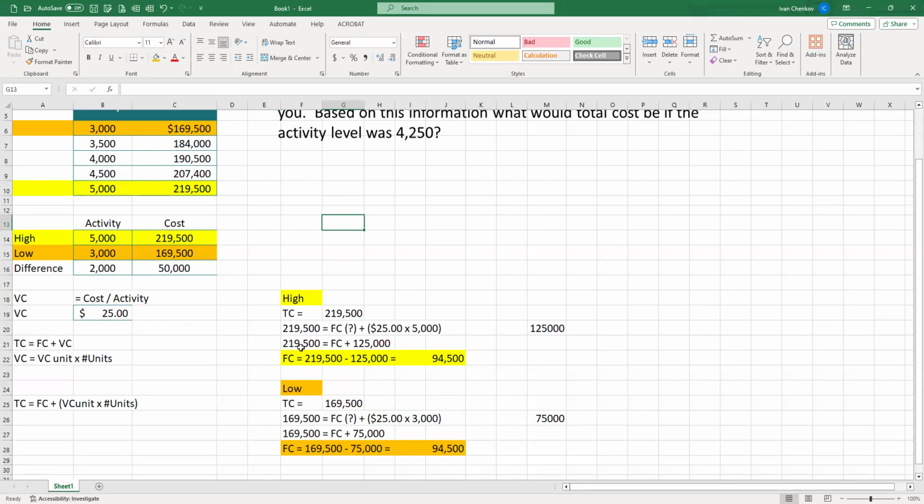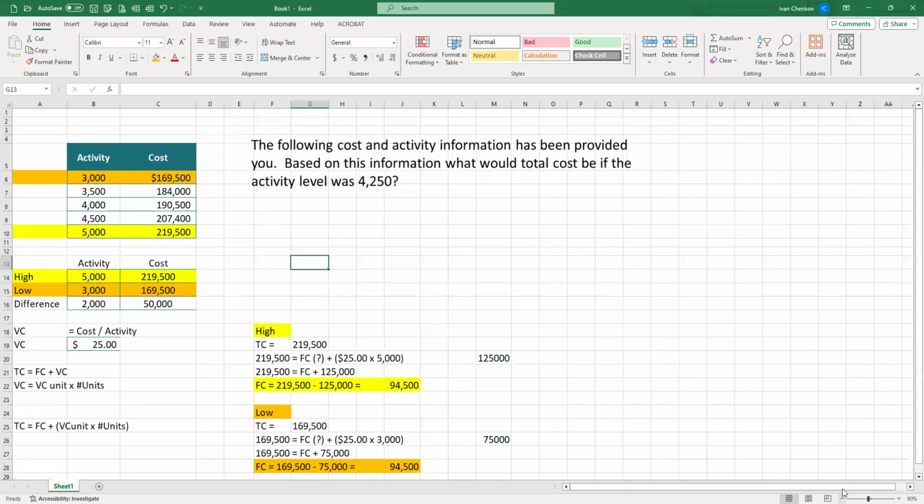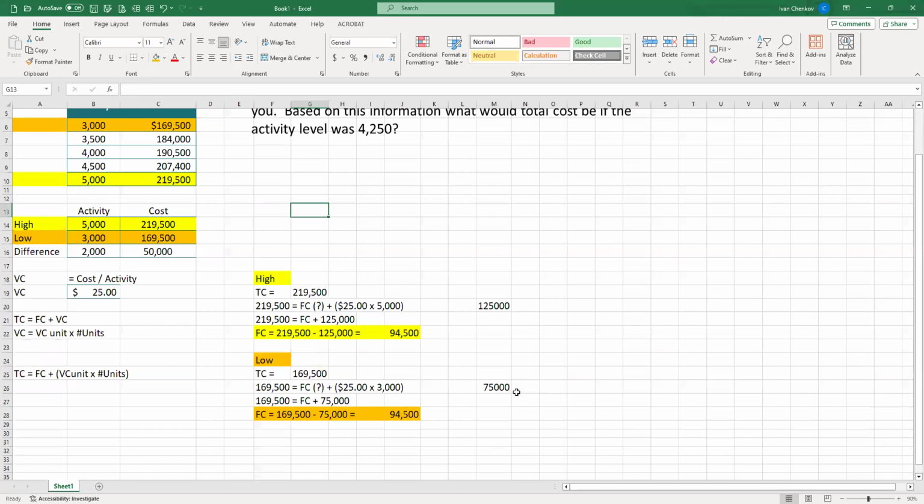Make sense? So do you have to do both calculations? No, you don't have to do both calculations. But once we find the fixed cost, now I can express the formula. Now I can say the total cost is going to be equal to the fixed cost, which is 94,500, plus $25 times the number of units.